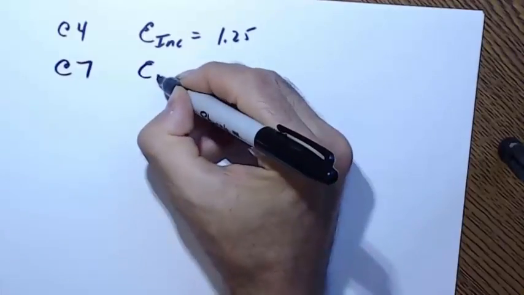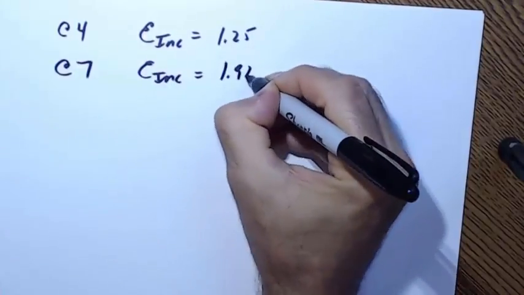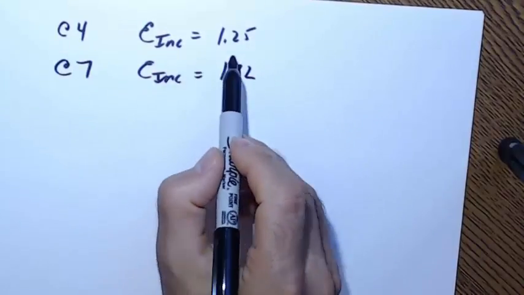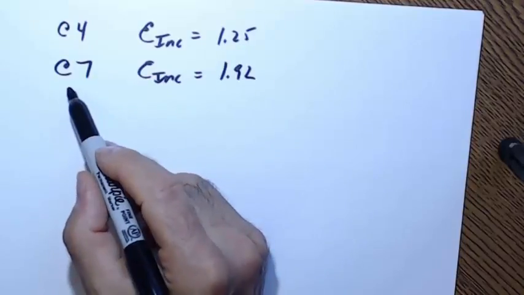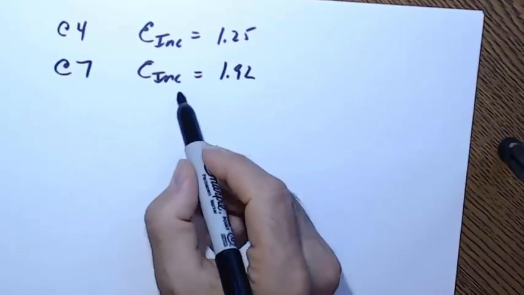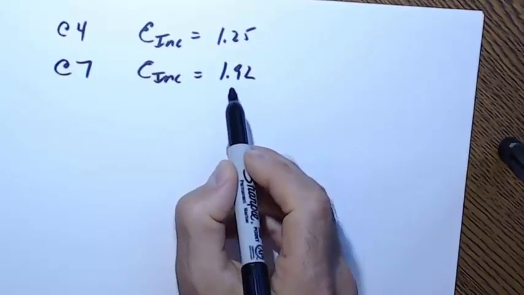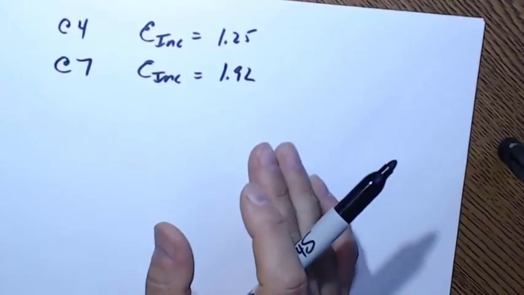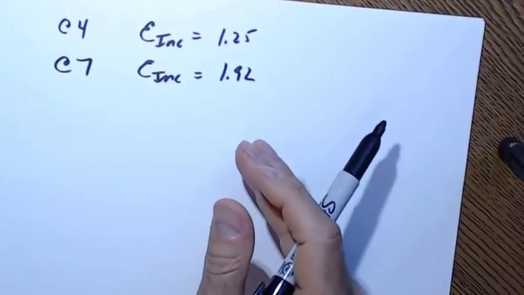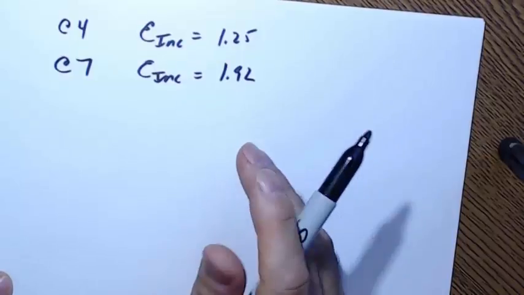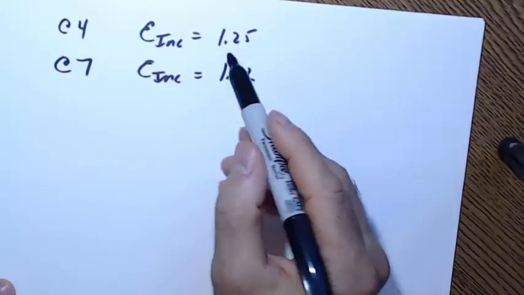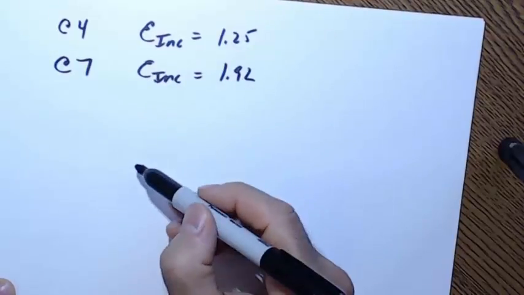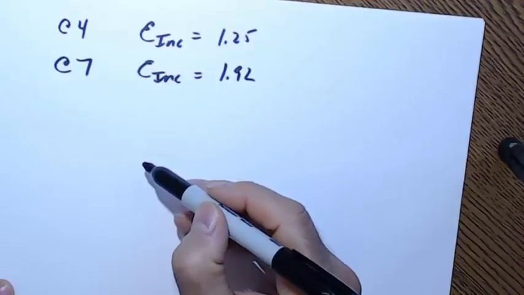We had, at $4, an income elasticity, moving from 20 to 30,000, of 1.25, and then at $7 we had an income elasticity of 1.92. So as you can see, at higher prices, income elasticity is higher. I just said that, but I'm looking for a more intuitive explanation. And what you could say is that, look, when prices are high, demand is sensitive to changes in income.